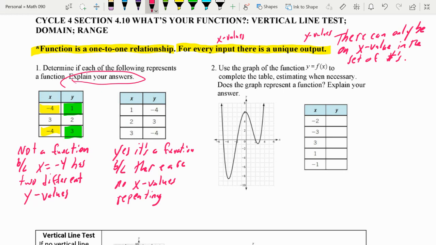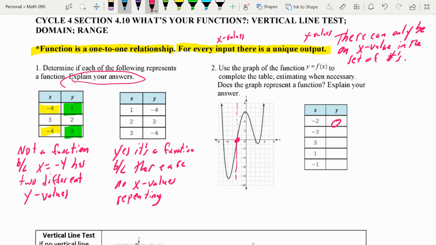Now, number two, use the graph to complete the table. What are they giving us? They're giving us a whole bunch of x values. All they want us to do is write in what the y's are. So, x equals -2. There's x equals -2. Where does it cross the graph? It crosses the graph right there. So what is y? Y is 0.